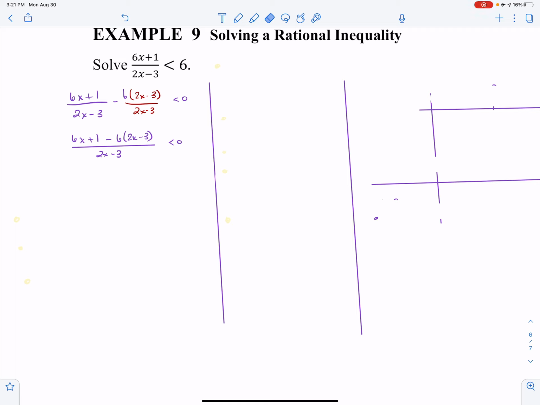And then let's combine our like terms on top. Just remember to follow the order of operations. You have to do the multiplying before you do any adding or subtracting. Combine your like terms.